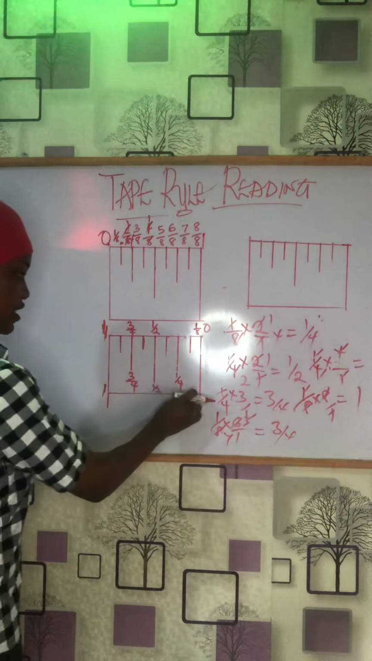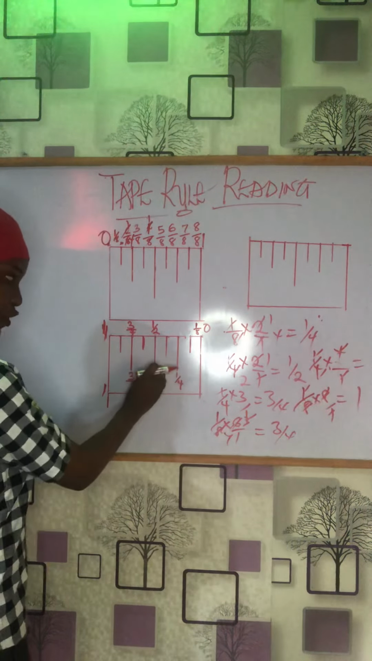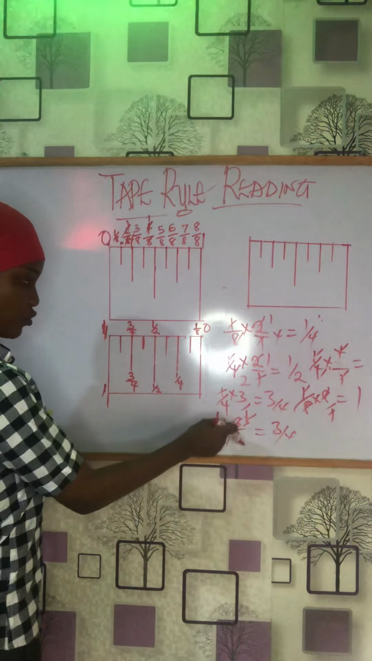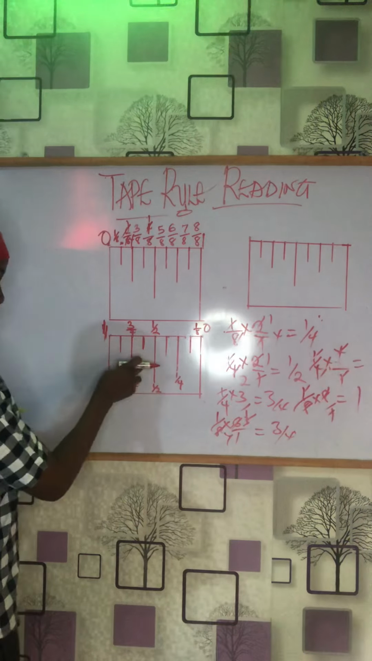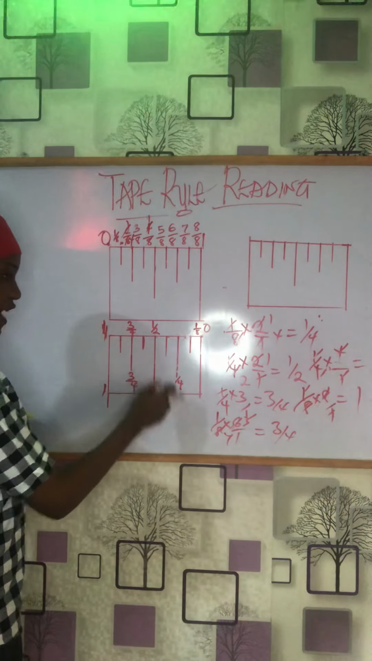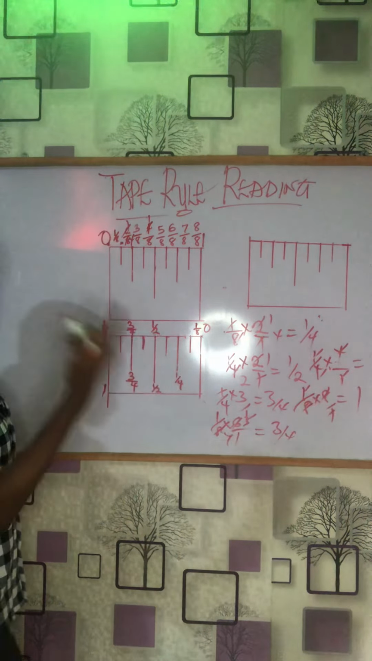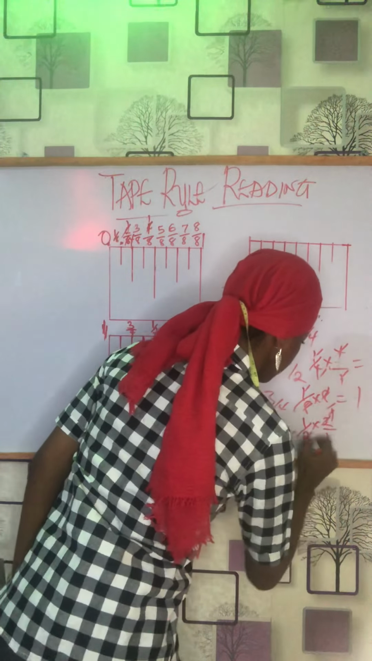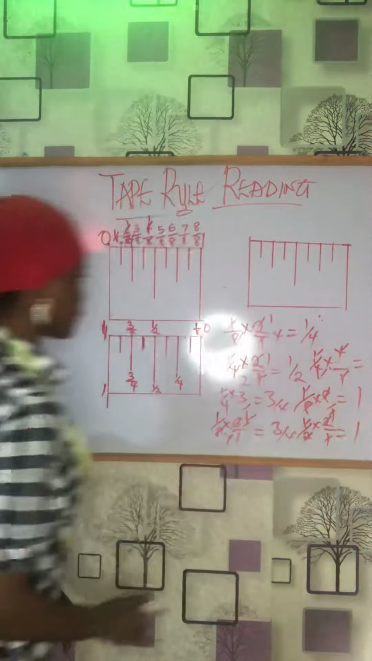Then from this point to this point is 1 over 2. That is, I have 1 over 4 here, another 1 over 4 here. 1 over 4 times 2 will give me half. Then half times 2 will give me 1 as well. Half times 2 is equal to 1.